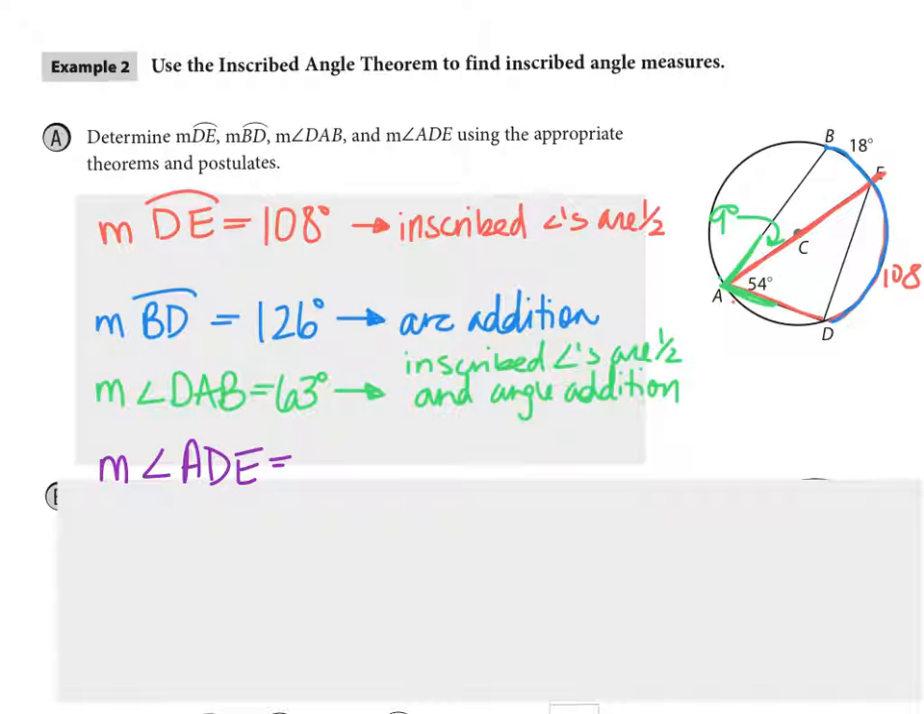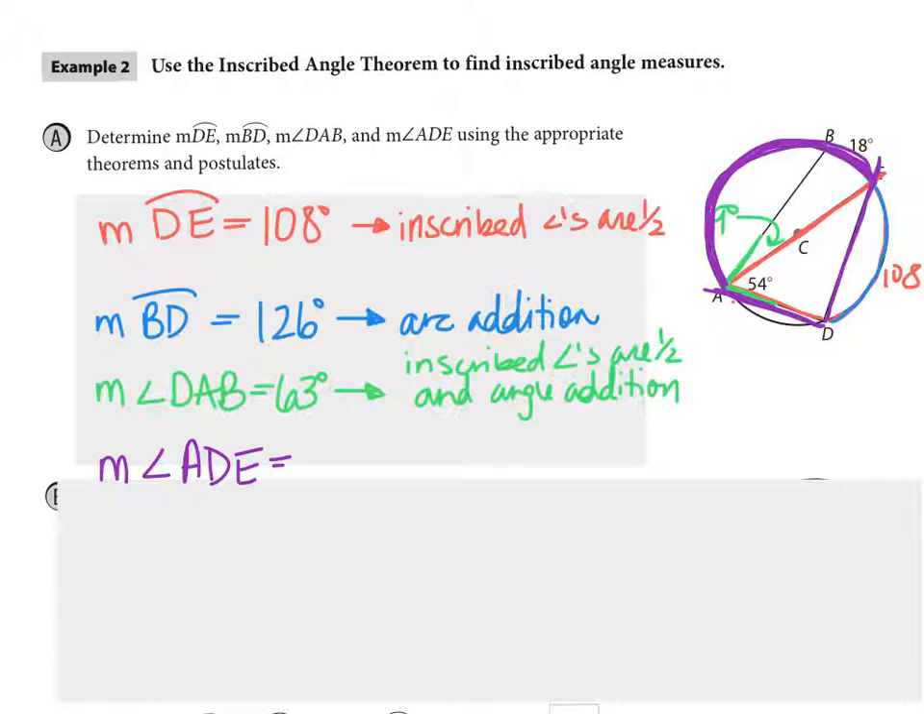All right, and this last one is kind of my favorite. They're asking for the measure of angle ADE. This is an inscribed angle, which means I'd probably need to know something about the arc measure. And a lot of times people look at this arc and say, oh, well, I don't know anything about that arc. But you actually do, because this whole arc is a semicircle.